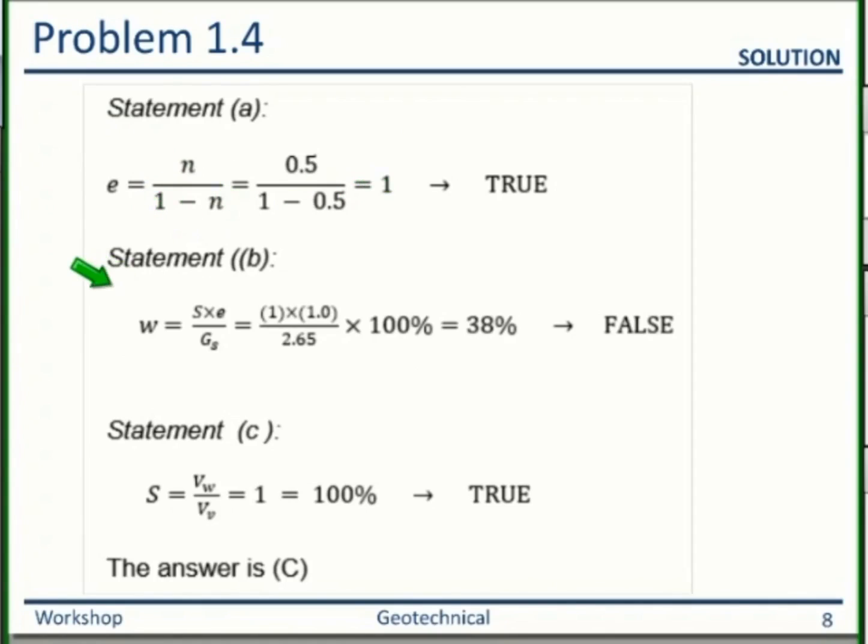The void ratio is 1. So the statement, which is true, right? Now the moisture content is degree of saturation multiplied by void ratio divided by specific gravity. Degree of saturation is 100%, so it's 1 in the calculation. Void ratio, we just got 1. Specific gravity is 2.65, multiplied by 100 gives you 38%. So this is not 62%, this is 38%. So this statement is false. Statement C, degree of saturation, volume of water divided by volume of voids, is 1, which is 100%. So statements 1 and 3 are true, but the second one is false. Therefore, the correct answer is C.